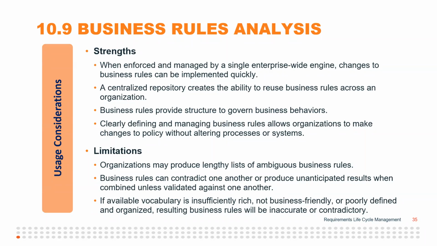Now, the limitations are, you could end up having a lot of business rules, and some of them might not be easily understandable. So that's a limitation. There's nothing that forces you to make understandable, unambiguous business rules. And you can have two rules that contradict each other, or they may produce unanticipated results. And then if your available vocabulary is not, as they call it, sufficiently rich, or not business friendly, the various business rules may be inaccurate or contradictory, or nobody will understand them, in which case, why have them, right?